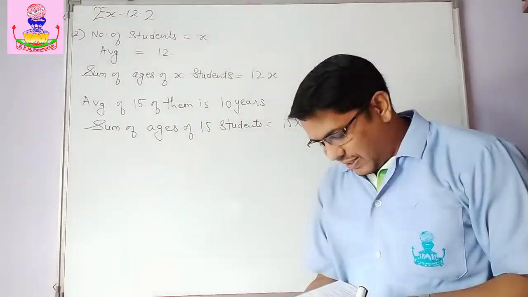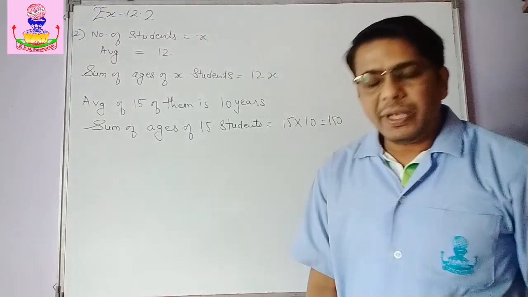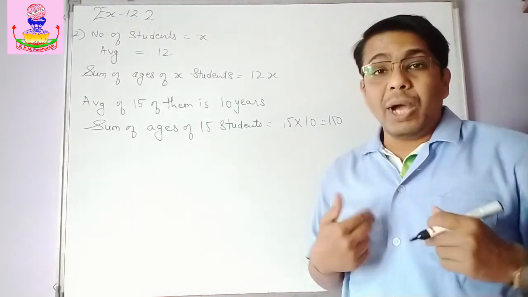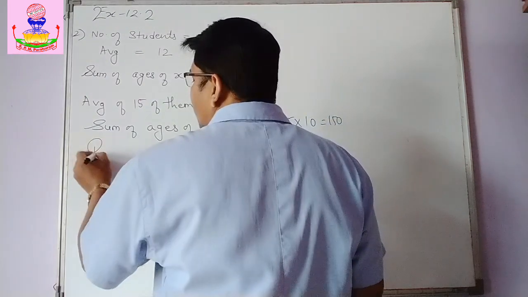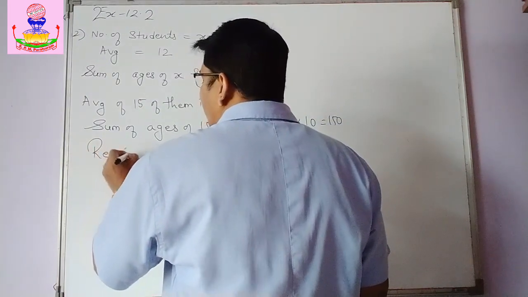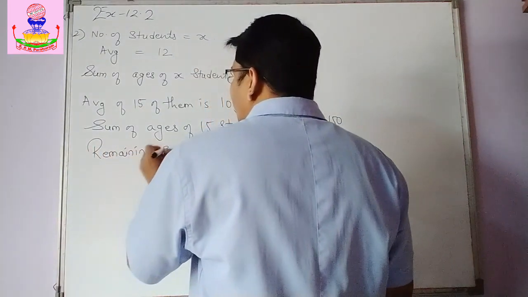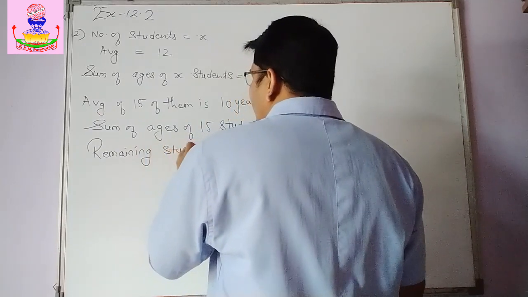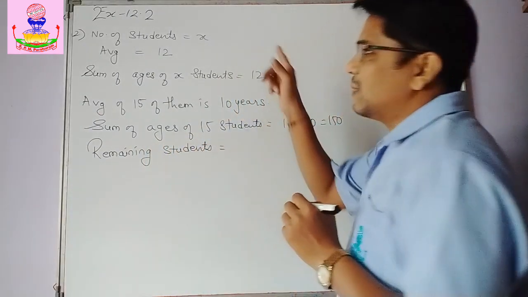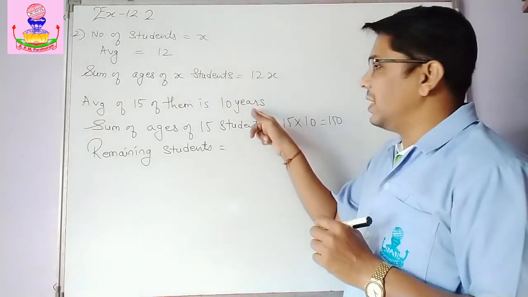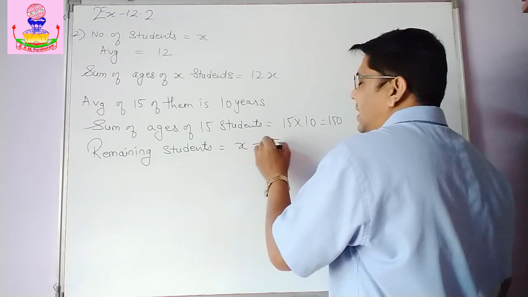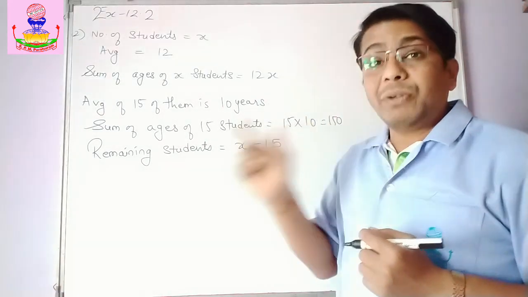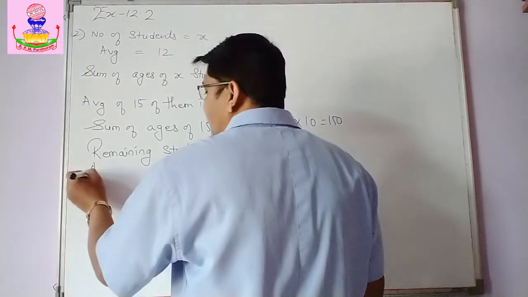Then what do they say? The average of the remaining is 13 years. Do I know the number of remaining students? I don't know. So how can I get the number of remaining students? See here, the total number of students is x, the first 15 are taken, so the remaining students are x minus 15. Now their average is given.